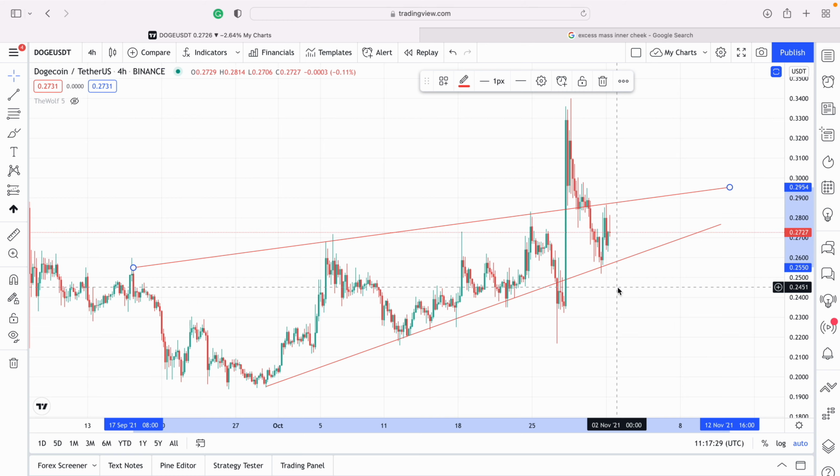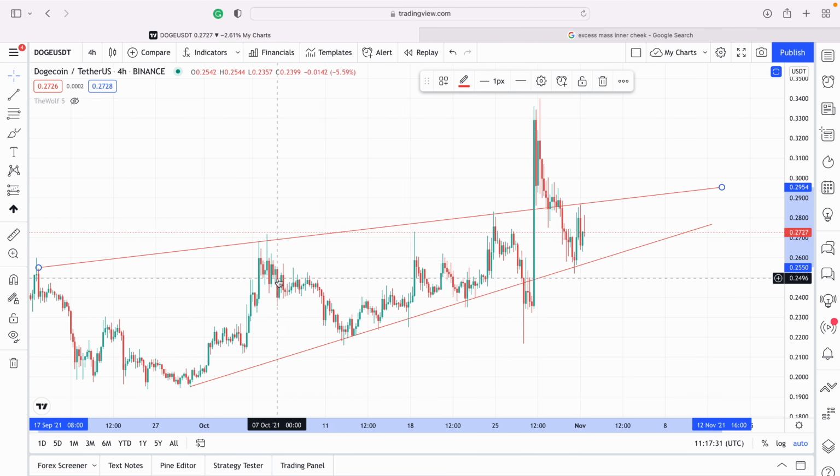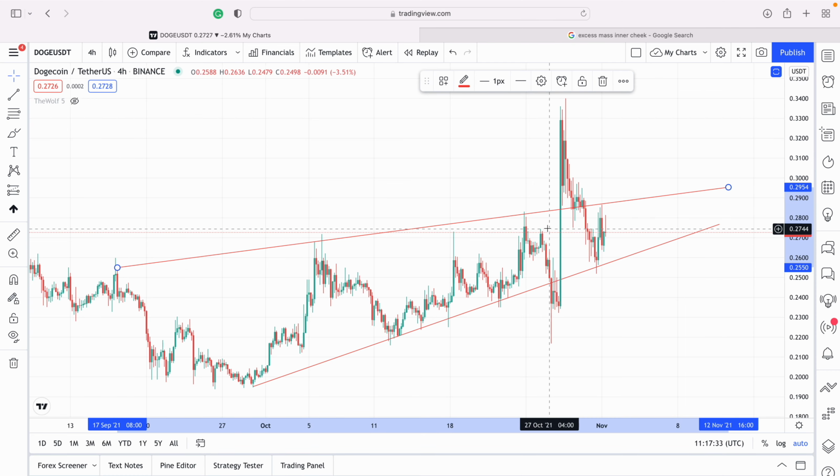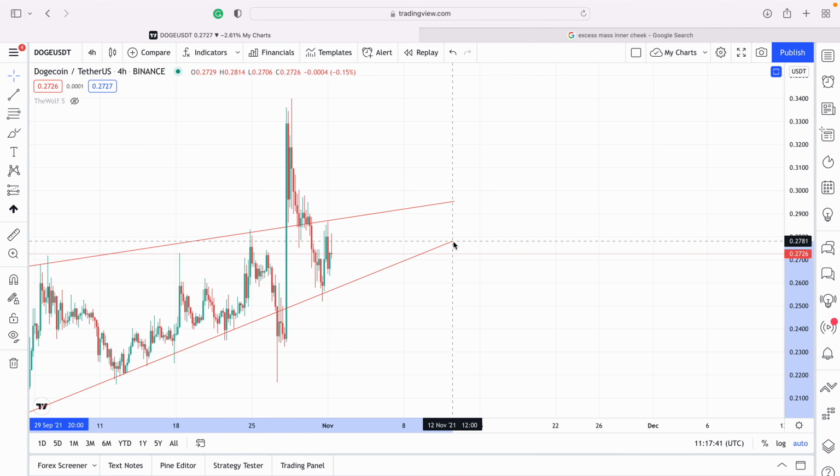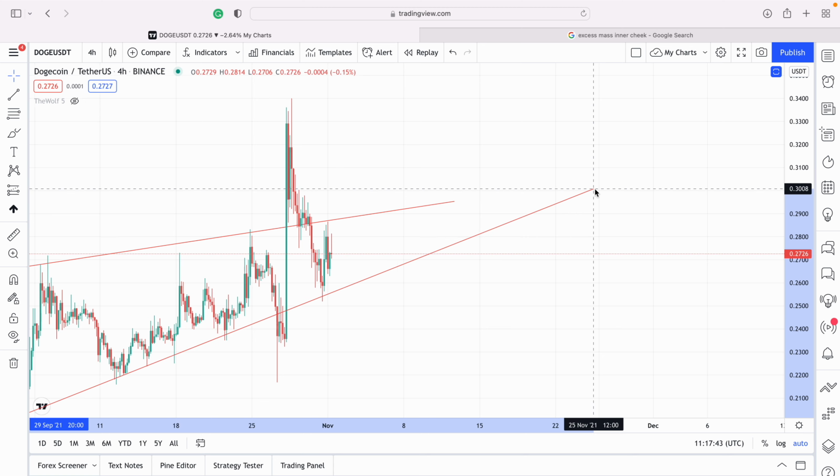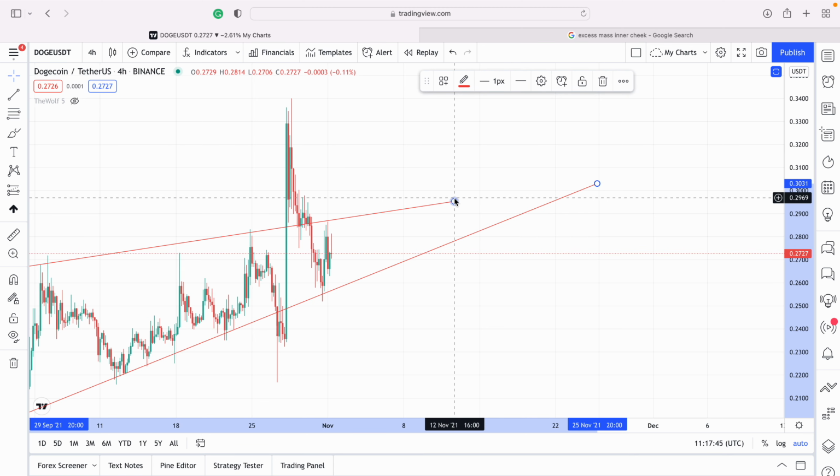Now, if you look closely, this is kind of a wedge. I mean, this zone right here and this zone right here, they're not parallel. There will come a time where these two zones will eventually meet each other. See what I mean?